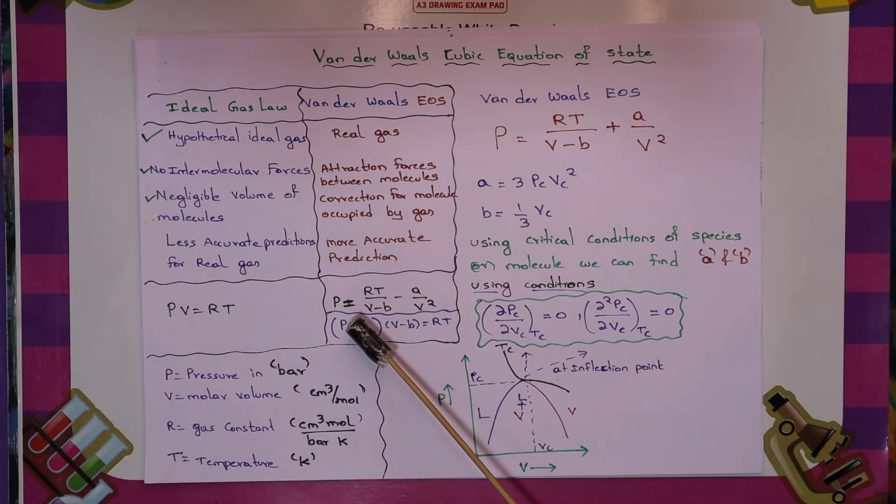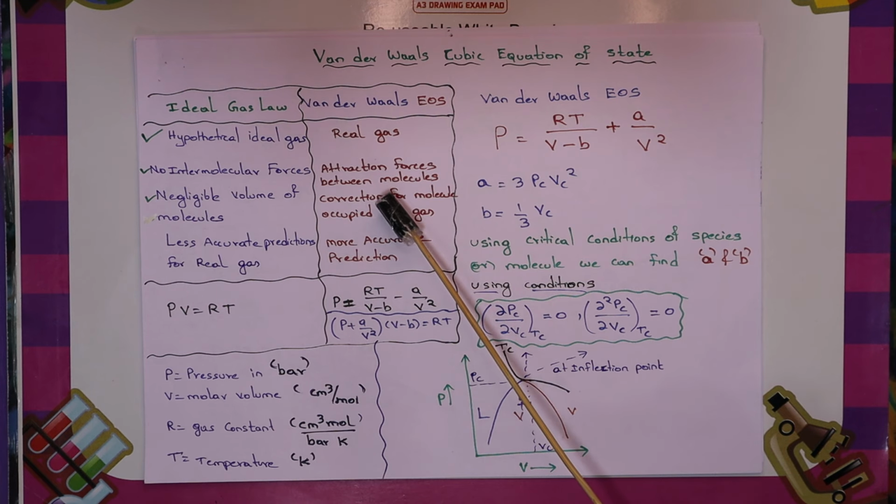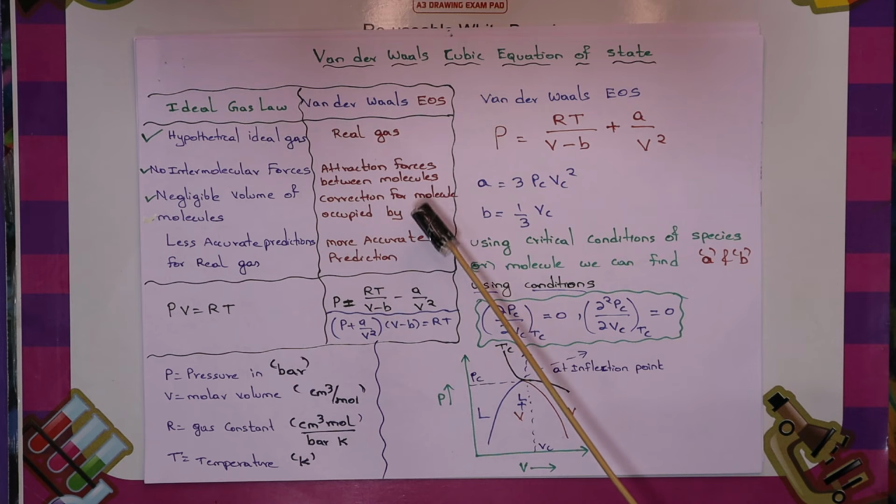The van der Waals cubic equation of state is P equals RT by V minus B, minus A by V square. You can interchange the terms: this is also P plus A by V square, into V minus B, equals RT. A and B are constants specific to the gas molecule. For different gas molecules the A and B constants will be different, because different attraction forces are present depending on the kind of molecule you are dealing with.